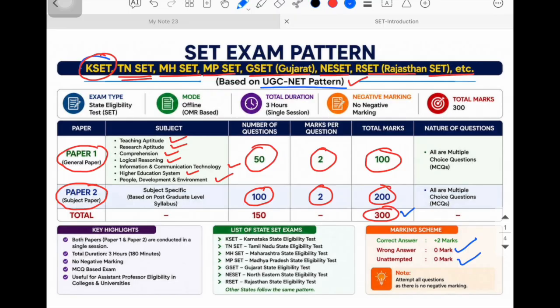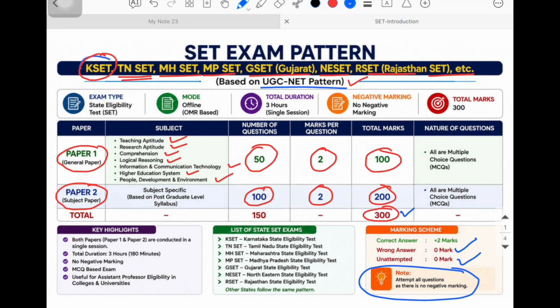So what is the main point here? In the examination, even if you don't know the answer, you can attempt it. Attempt all questions, as there is no negative marking. You can attempt each and every question even if you don't know the correct answer. In CSIR NET we cannot do that. In CSIR NET, if we attempt a question wrongly, we get a negative mark. If four of our questions are incorrect, then 1 mark will be removed.